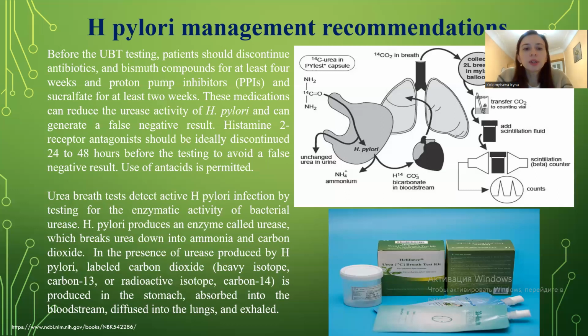Urea breath test detects active Helicobacter pylori infection by testing for the enzymatic activity of bacterial urease. Helicobacter pylori produces an enzyme called urease, which breaks urea down into ammonia and carbon dioxide. In the presence of urease produced by Helicobacter pylori, labeled carbon dioxide is produced in the stomach, absorbed in the bloodstream, diffuses to the lung, and is exhaled.